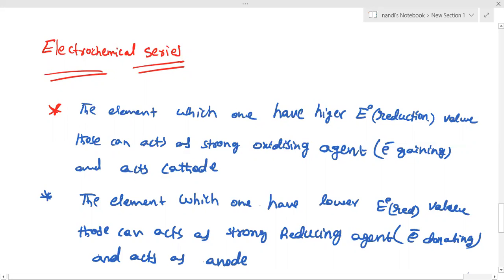Here I am going to arrange all the E naught values in decreasing order. You can see the table on page number 71. From top to bottom, does the E naught value increase or decrease? Look into that table first. Top to bottom, the E naught value decreases, from positive value to negative value.